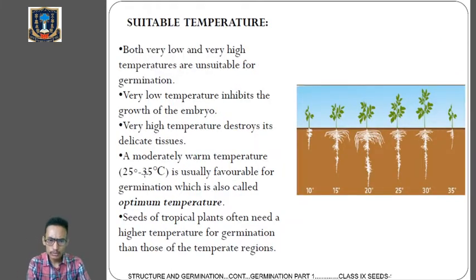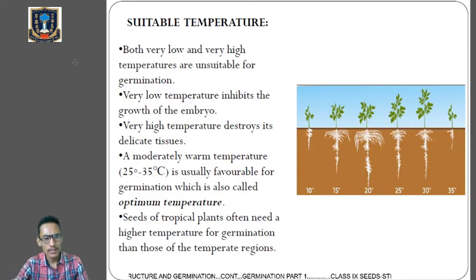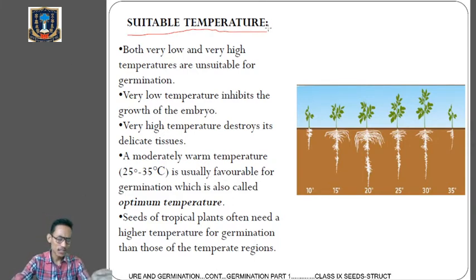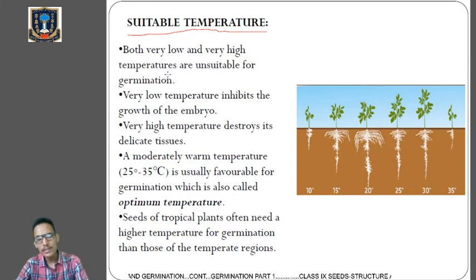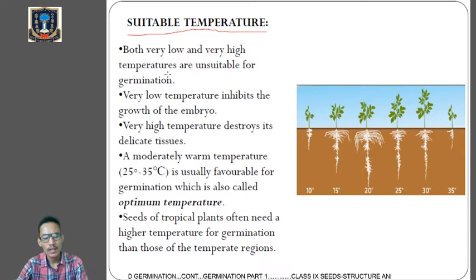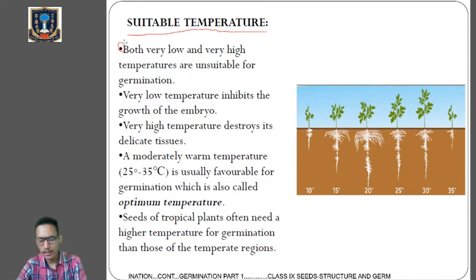Now number two, suitable temperature. Okay, so let's check out the importance of temperature for germination. Mainly, very low temperature and very high temperature are not suitable for germination. You can see over in point number one, very low temperatures and very high temperatures are not suitable for the process of germination. We can see the reasons why.